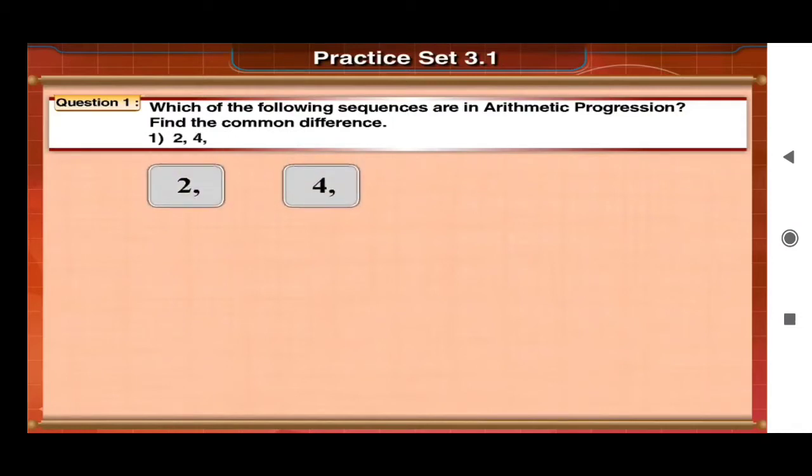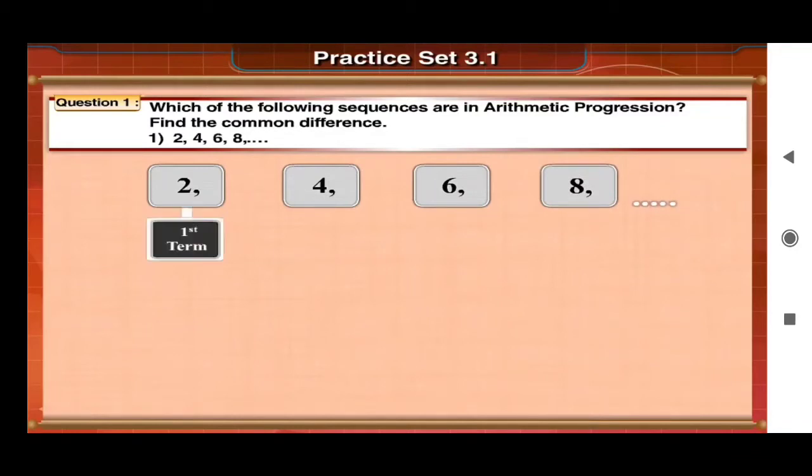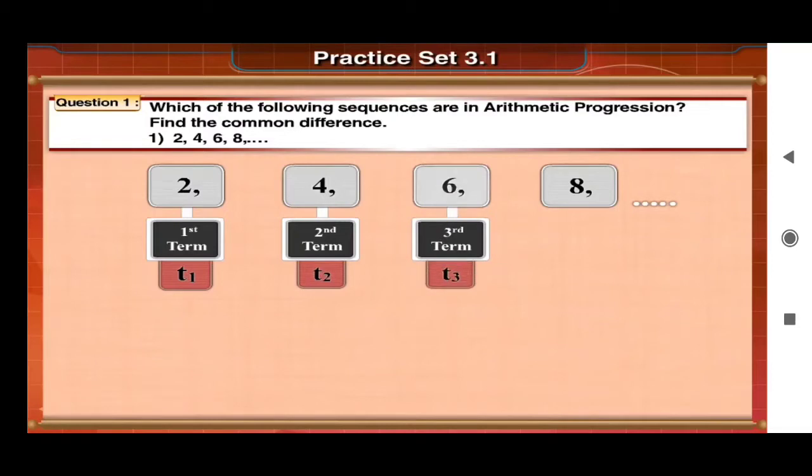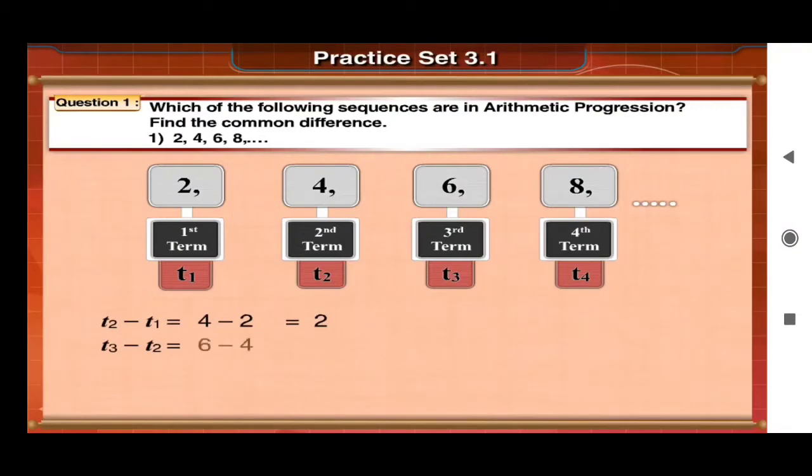2, 4, 6, 8, and so on. The first term T1 is 2. The second term T2 is 4. The third term T3 is 6. The fourth term T4 is 8, and so on. T2 minus T1 is 4 minus 2, which is equal to 2. T3 minus T2 is equal to 6 minus 4, which is equal to 2. T4 minus T3 is 8 minus 6, which is 2.